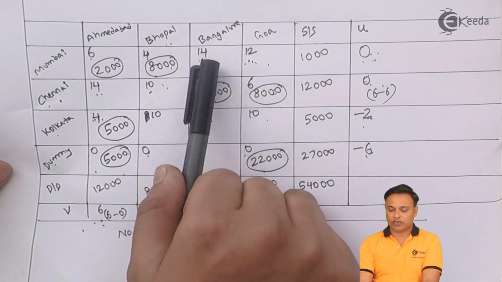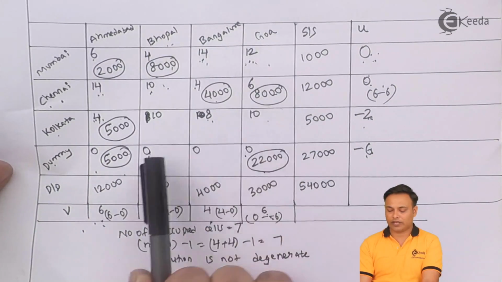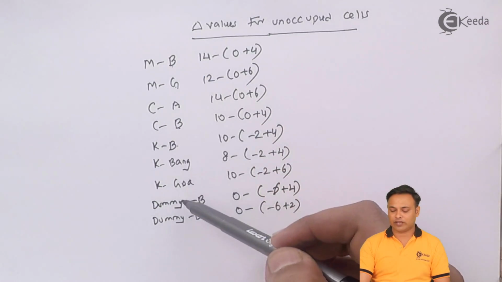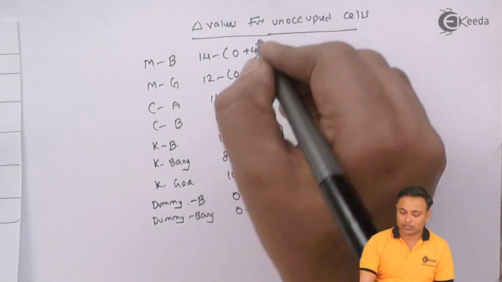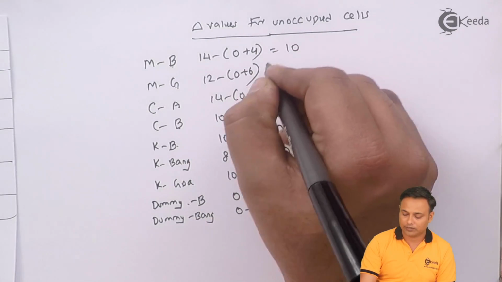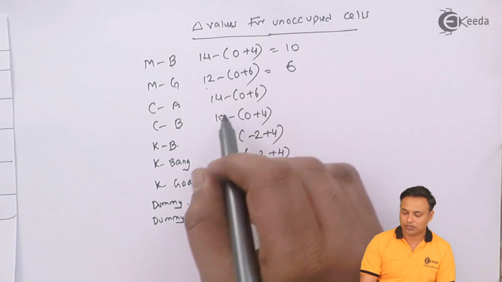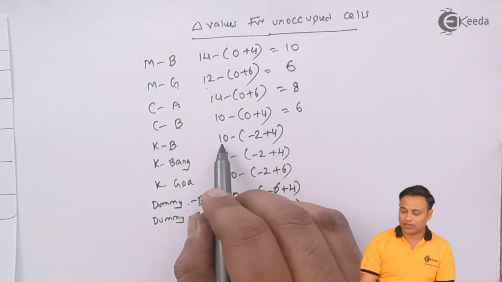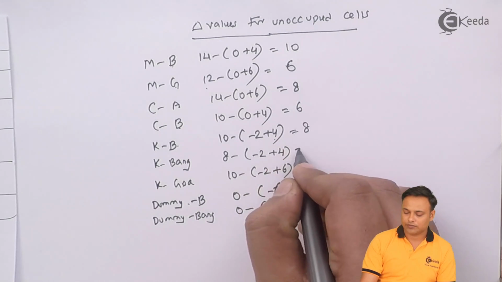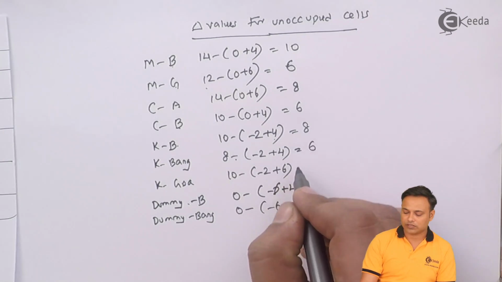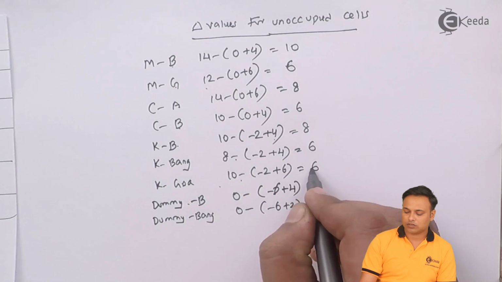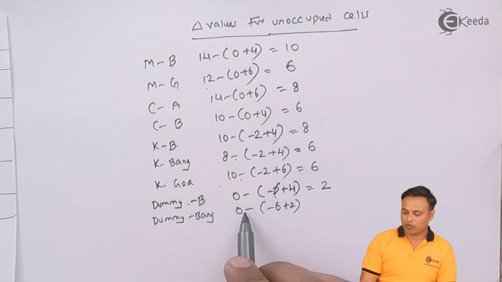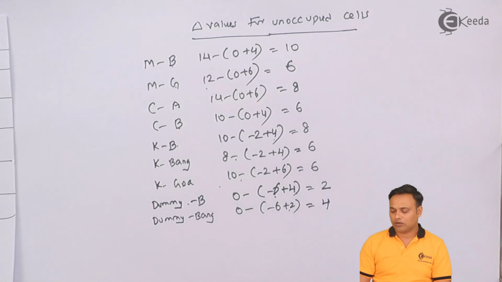So with this I got 1, 2, 3, 4, 5, 6, 7, 8, 9 unoccupied cells. Let's calculate the values. We have 14 minus 4, 10. We have 12 minus 6, 6. We have 14 minus 6, 8. 10 minus 4, 6. 10 minus 2, 8. 8 minus 2, 6. 10 minus 4, 6. 0 minus 6 plus 4 will be plus 2. And 0 minus 6 plus 2 will be minus 4.